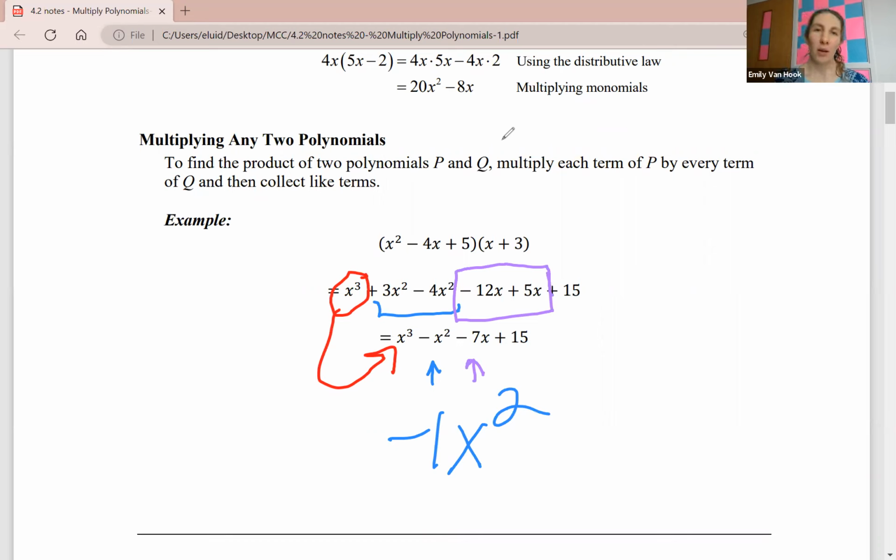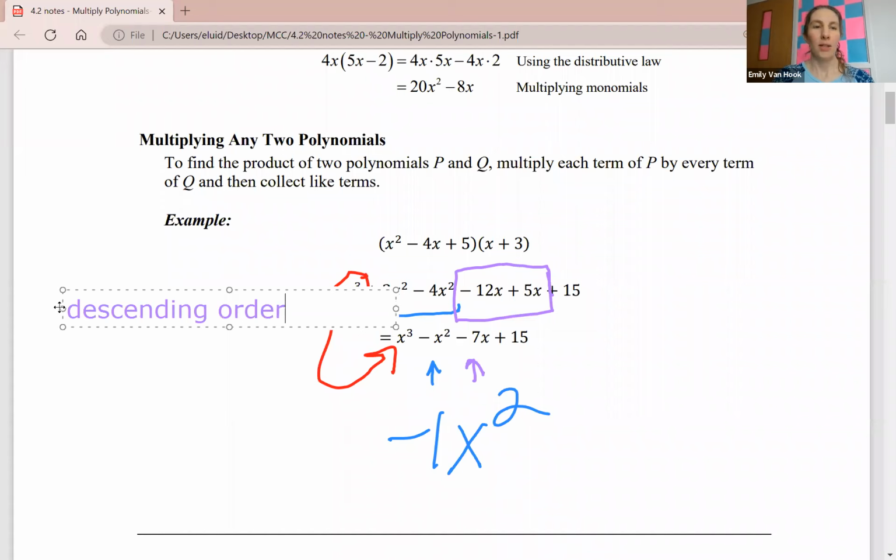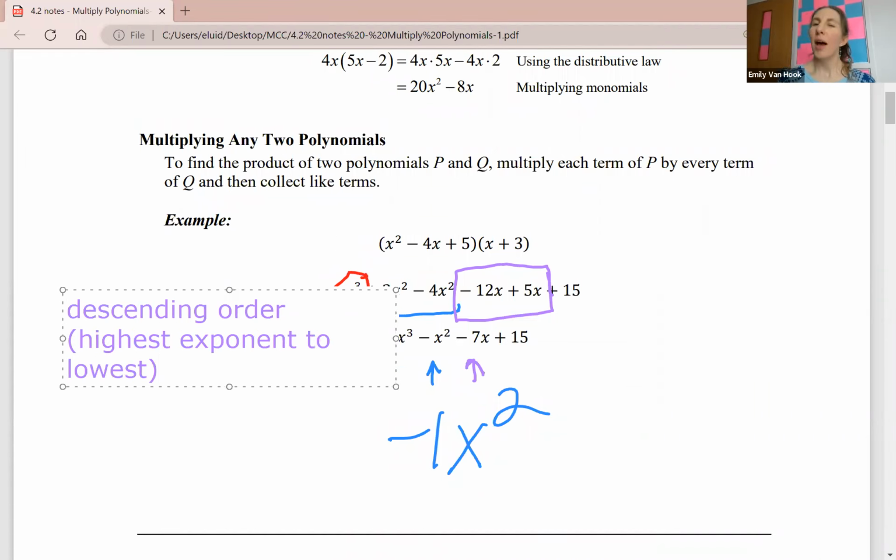So notice how we ended up giving our answer in descending order. So I'll type that out so you can see the spelling for that. Descending order. That means highest exponent to lowest. Not always required, but a good idea. Kind of like alphabetical order, only we're talking about math terms here. So it's a good idea to just always do it that way so that when you are asked to put the answer in descending order, you're just already doing it automatically.